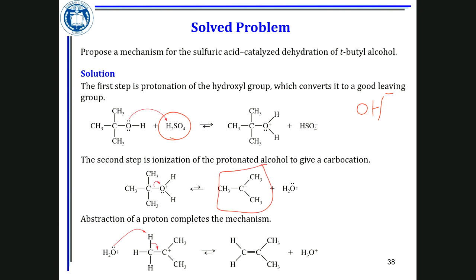So your step one, protonation of OH. Step two, formation of carbocation. Step three, abstraction of hydrogen from the adjacent carbon. So you remove the hydrogen from the adjacent carbon. When you remove the hydrogen, electrons are not removed with the hydrogen. Those electrons are going to drop in, and you get your product, the alkene.